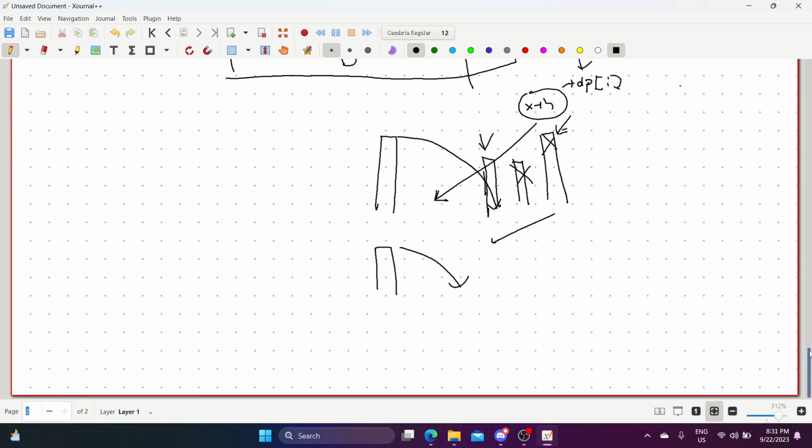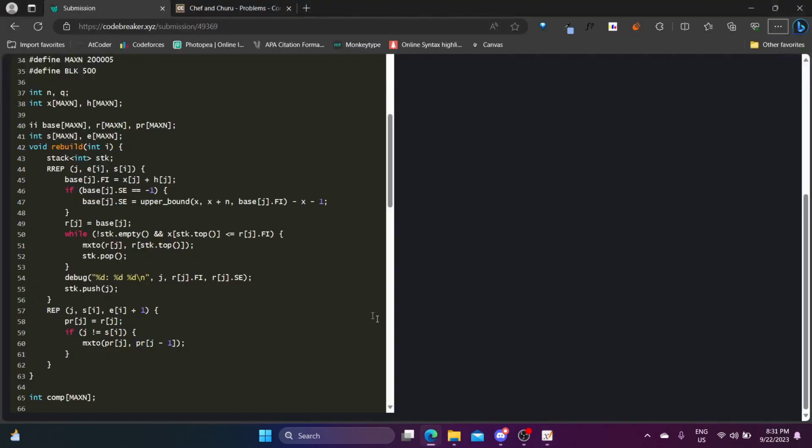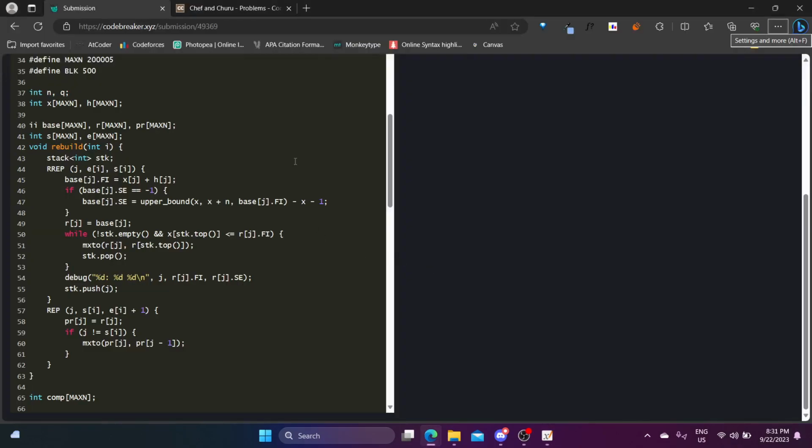Okay, and then for the case where it's the prefix, what we need to do is just take the prefix maximum, taking the dp value of all the prefix. And for this one, we just take the maximum of everything here. And after that, we can get the answer.